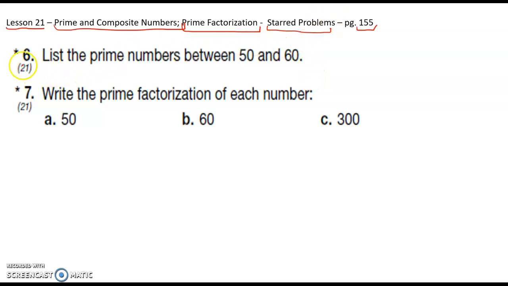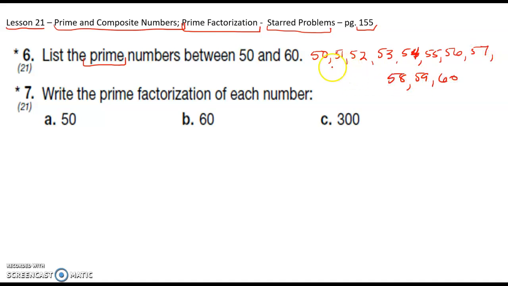So let's get started. Number 6 says list the prime numbers between 50 and 60. The best way to do this is to write this out: 50, 51, 52, 53, 54, 55, 56, 57, 58, 59, 60. The first thing I can do is cross out all of the even numbers because those are composite. So 50, 52, 54, 56, 58, and 60. Those are gone. And then I know 5 goes into 55.